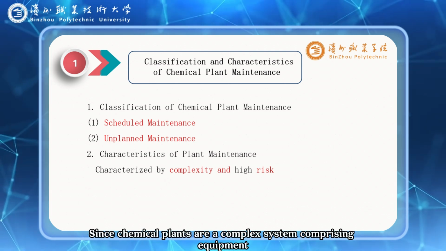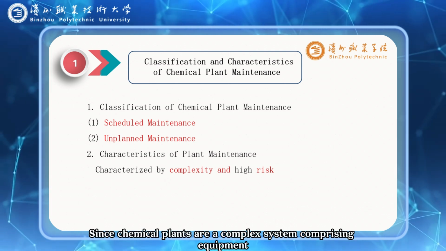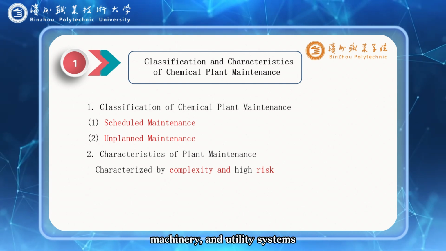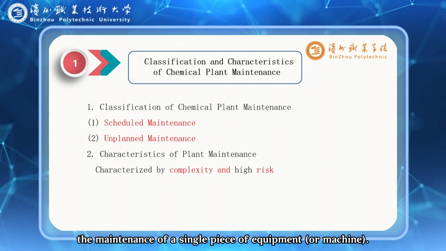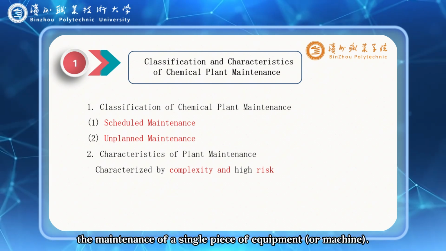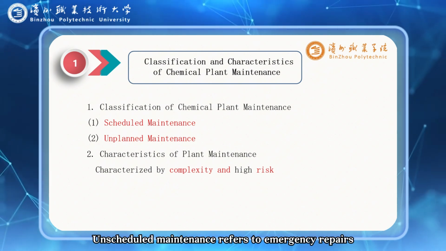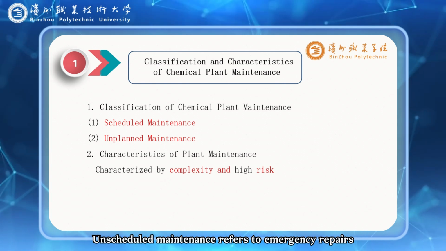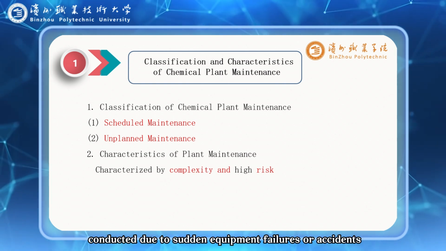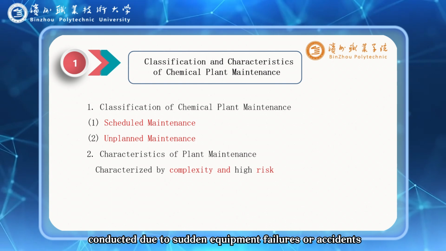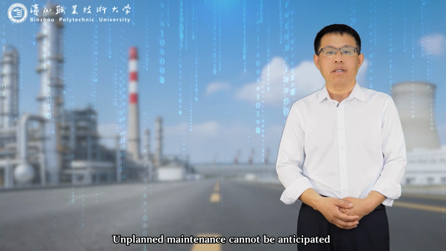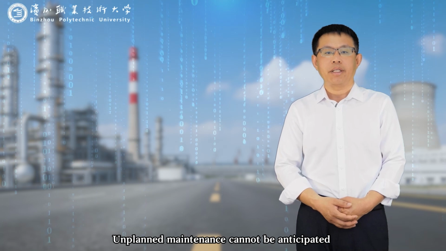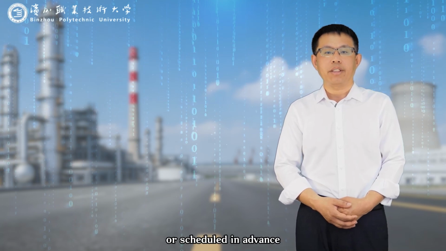Since chemical plants are a complex system comprising equipment, machinery, and utility systems, plant maintenance is far more complex than the maintenance of a single piece of equipment or machine. Unscheduled maintenance refers to emergency repairs conducted due to sudden equipment failures or accidents that cause temporary shutdowns of equipment or the plant. Unplanned maintenance cannot be anticipated or scheduled in advance.